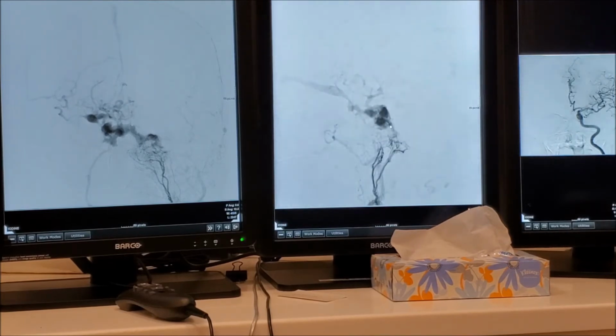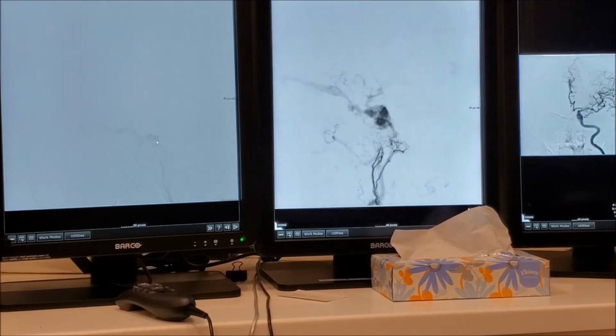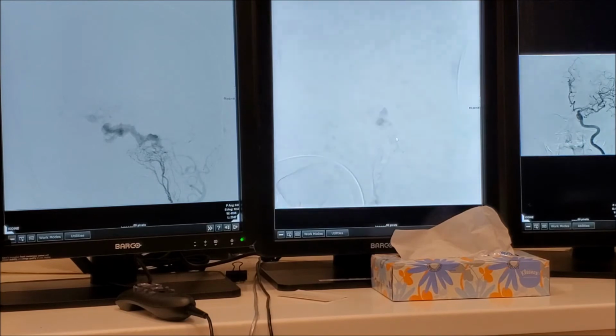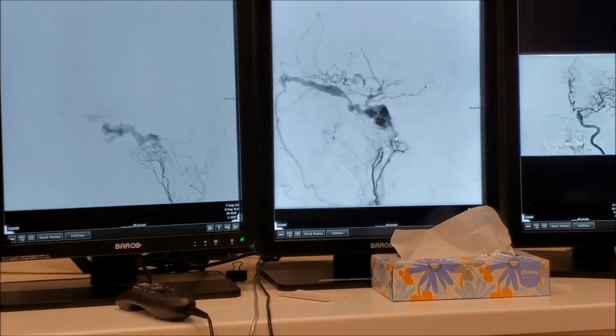This is the inferior petrosal sinus. I'm trying to figure out what the fistula is. This is not the fistula. The fistula is here. It's maybe in bone. Maybe the hypoglossal problem is back here. So this is an interesting fistula. It's in the clivus.